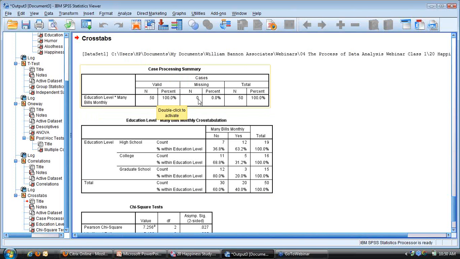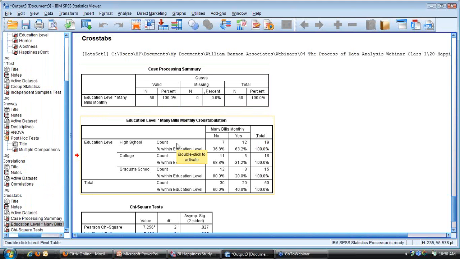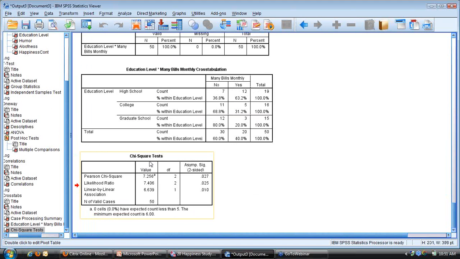So everybody was included. There's N of 0 missing, so that's great. So the total used is 50. Then we have our actual crosstab table here that tells us the breakdown. And then the third box tells us the significance level. What we care about is that first line, Pearson chi-square, and this significance level right here. So we see it's significant, a statistically significant difference in the proportions.